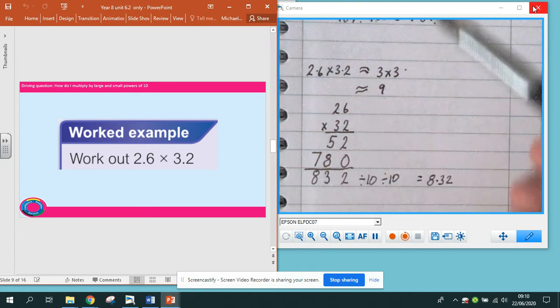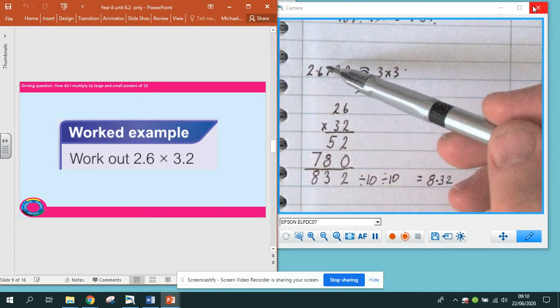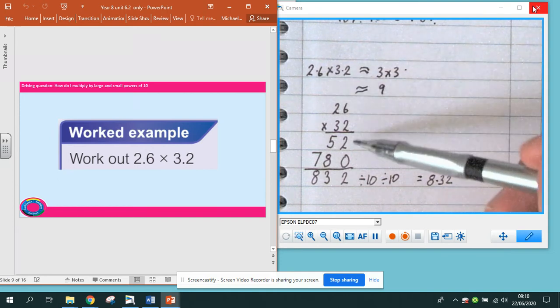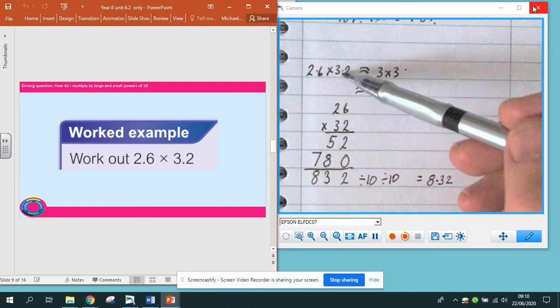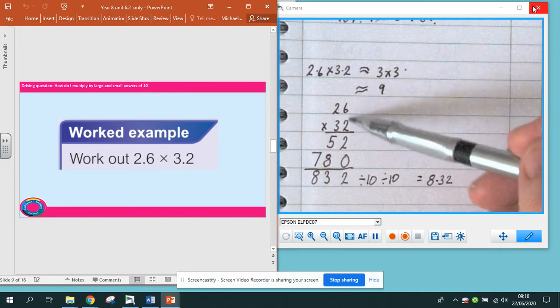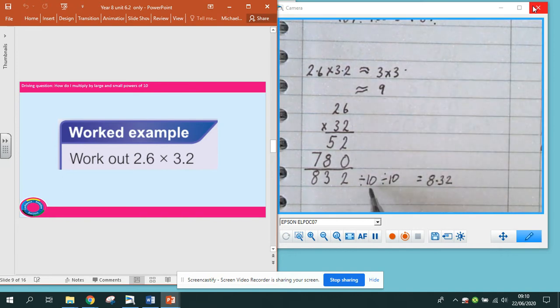Now I know to turn 26 into 2.6, I divide by 10. I know to turn 32 into 3.2, I also divide by 10. So I'm dividing by 10, dividing by 10 again, which means I'm effectively dividing by 100. And 832 divided by 100 is 8.32.